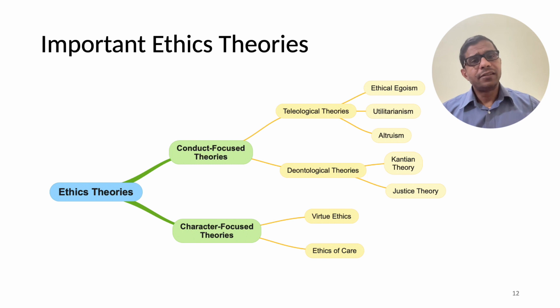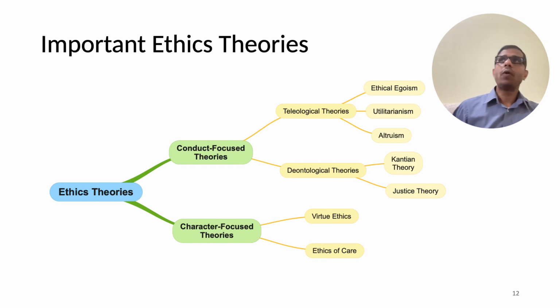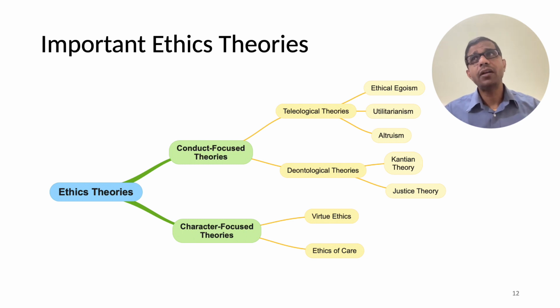So all the ethics theories can be broadly divided into two categories. You can see this from the mind map that I am sharing here. Ethics theories are either conduct focused or character focused. So what are conduct focused ethics theories? A conduct-focused ethics theory focuses on the action. It tries to understand which action is ethical, which action is moral, and which actions aren't ethical and moral, right?